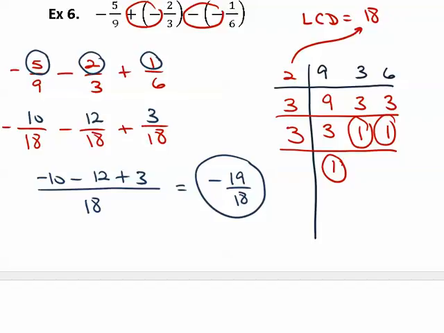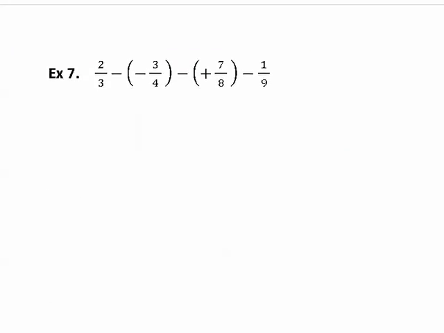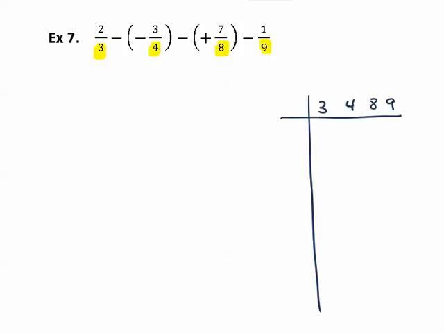So we're going to do one more example here. I know this video is getting a little bit long, but it's worthwhile if it helps us understand how to add and subtract fractions. So once again, in this example of adding and subtracting a bunch of fractions, let's go ahead and go through the process of finding an LCD. We write down the denominators 3, 4, 8, and 9. Let's clean that up just a little bit.